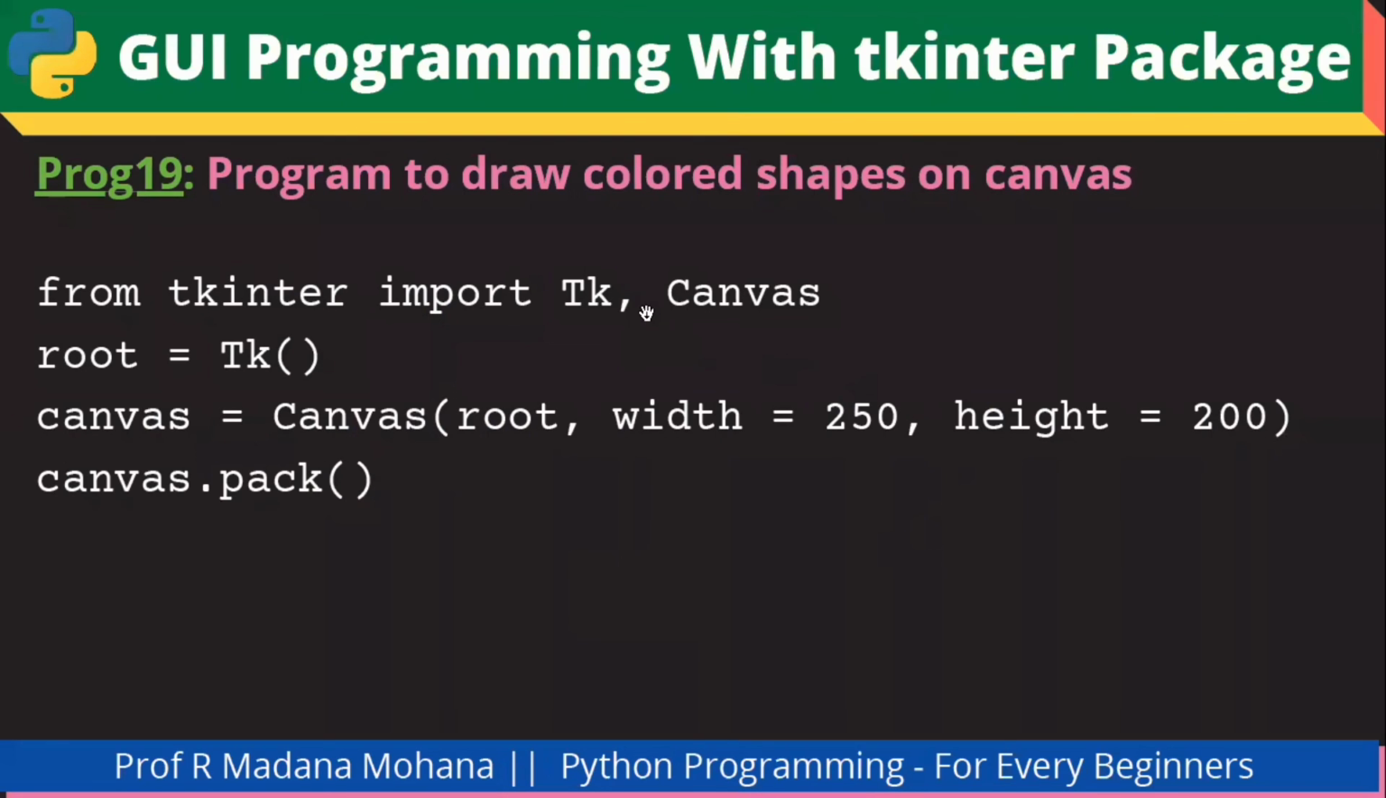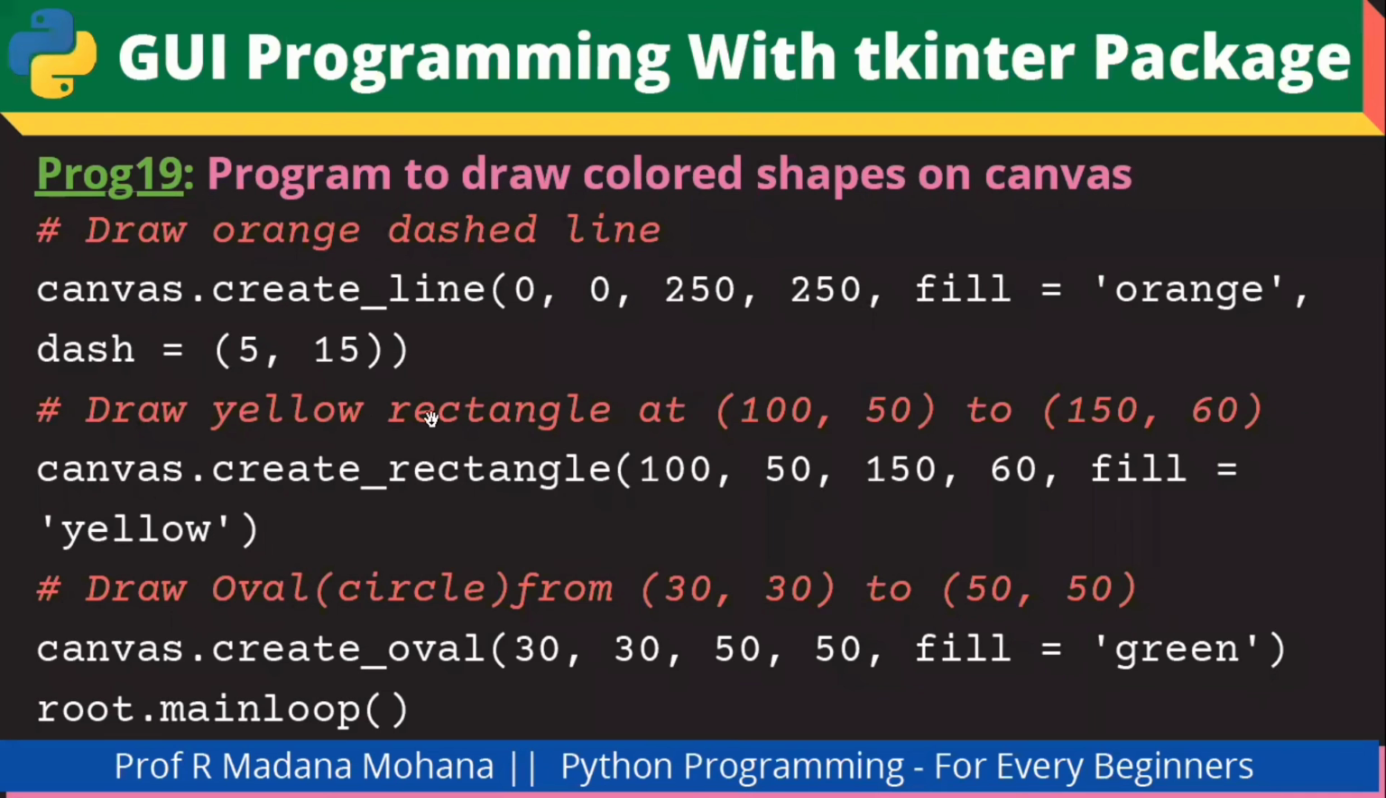So here we have to import the Canvas class from tkinter. From tkinter import Tk, Canvas. root equal to Tk, then canvas equal to Canvas of root, comma width. You have to specify the width and height of that canvas. Width equal to, for example, 250 points, height equal to 200 points. Then you have to pack this canvas, canvas dot pack.